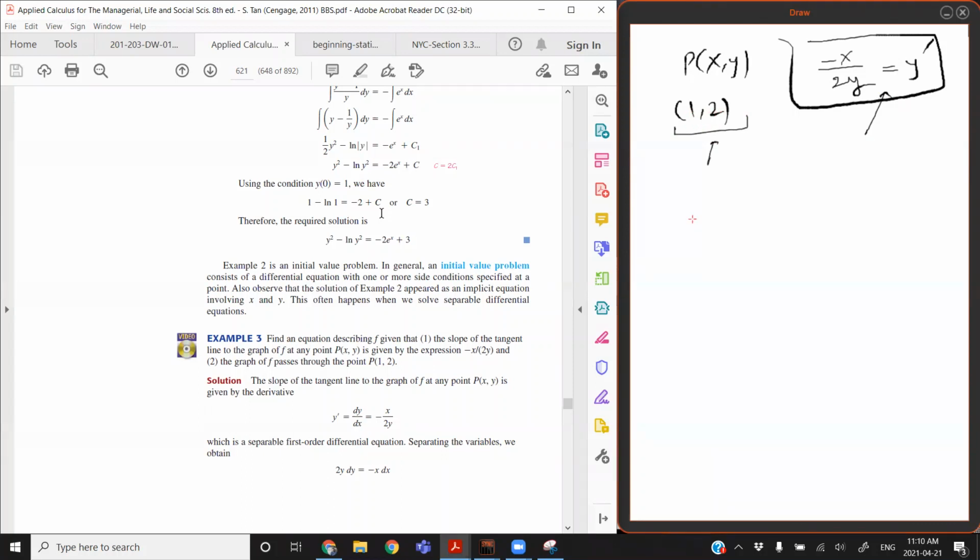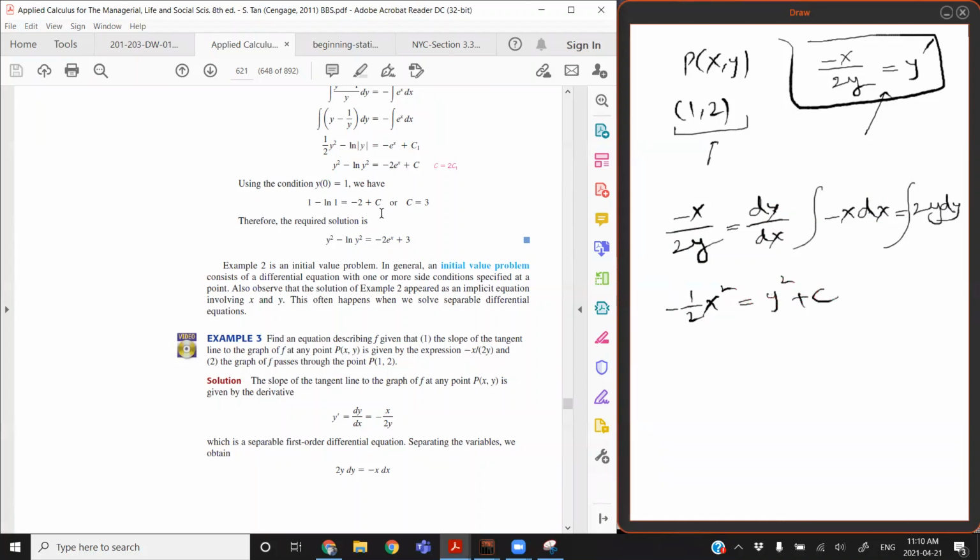Let's do that. We have minus x over 2y is equal to dy over dx. That means minus x dx is equal to 2y dy. x and y are already separated. Let's just take the antiderivative on both sides. We get negative 1 over 2 x squared is equal to y squared plus c.